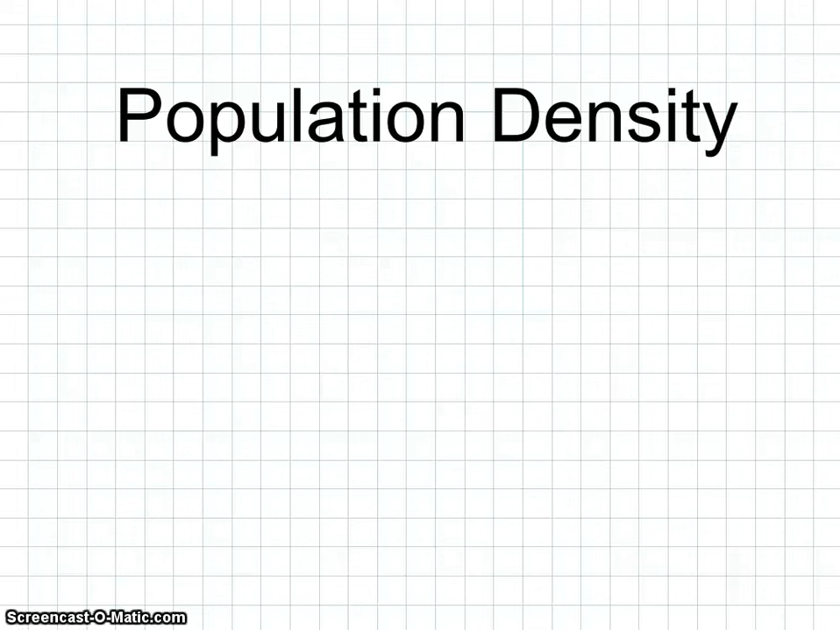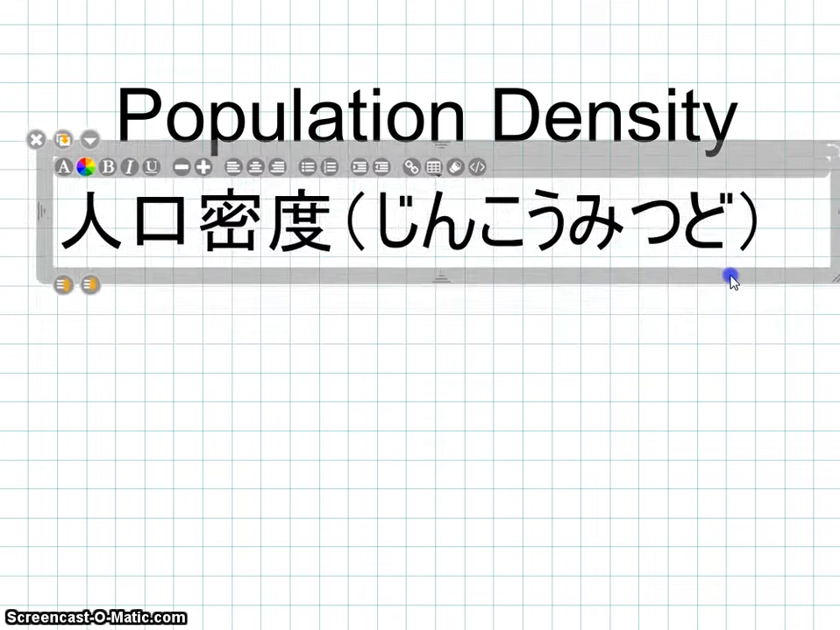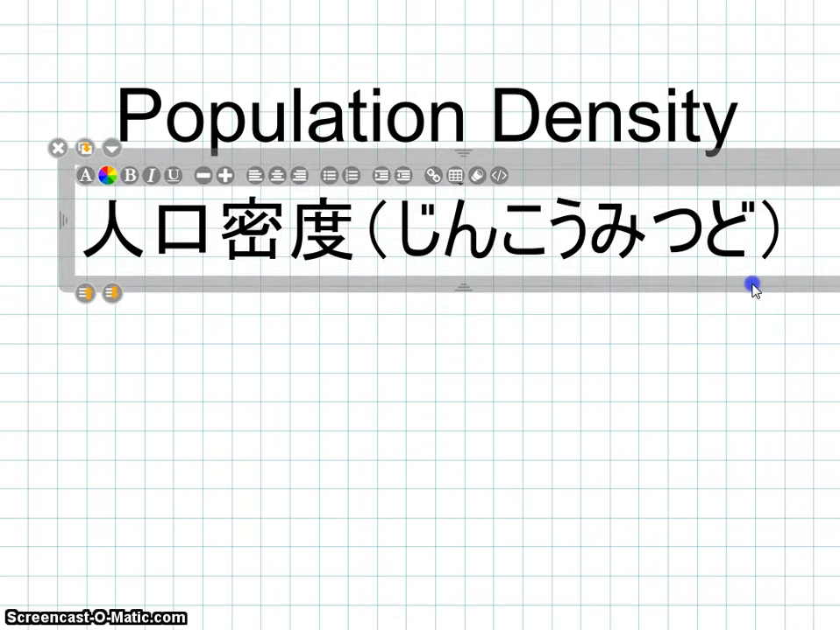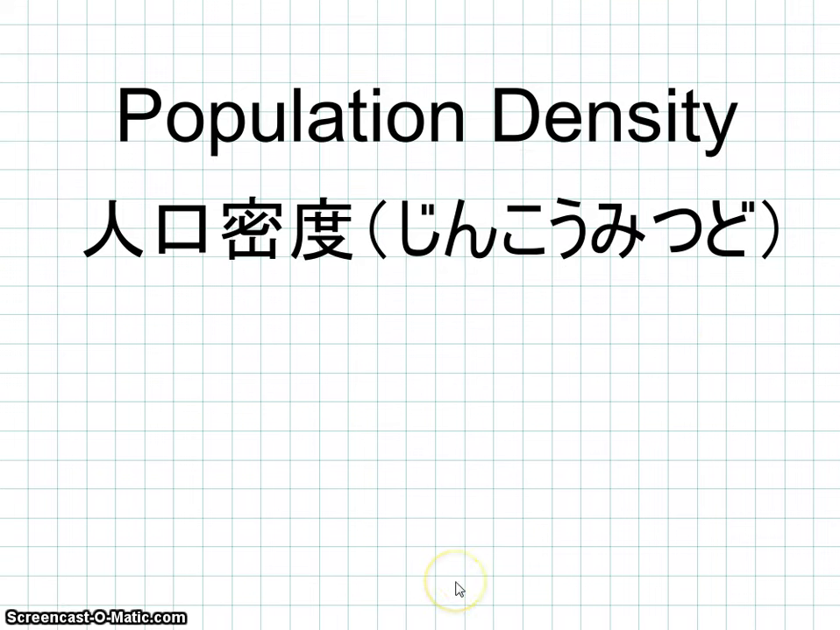Hi everyone. So another thing that we're going to be looking at and discussing in the second part of Unit 3 in Math is this thing here, population density. In Japanese, population density is Jinkou mitsudo. Have you guys heard of that before? Maybe you talked or you will be talking about Jinkou Mitsudo in social studies class, I think. Okay?